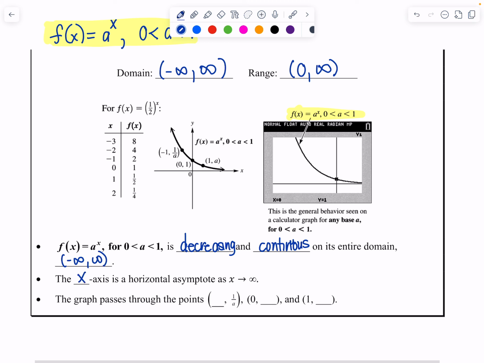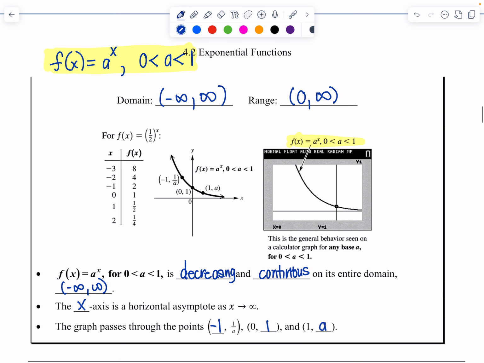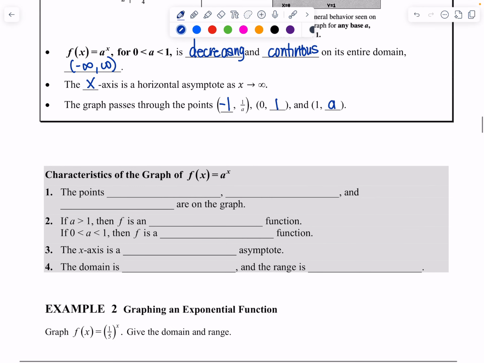And once again, no matter whether it's a small a or a big A, it's going to hit these 3 points: (-1, 1/A), (0, 1), and (1, A). Every single time, those 3 points will be on the graph, no matter if your A is small or big. Okay? Now, let's graph some of these. I don't spend a lot of time just graphing all day long. We're going to do a couple of them, okay?